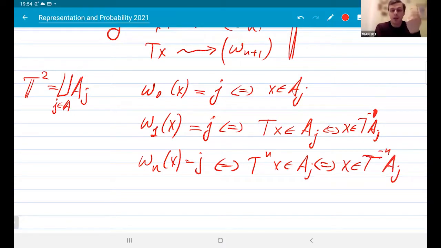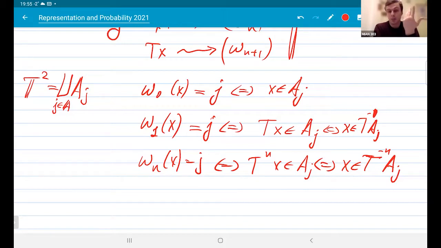So I can look at these trivial equalities in two ways. First approach: you take a point, and at the zero position of your sequence you write the number of the A_j in which you are now. Then you go to Tx and write down the number of the A_j where you are placed now, and so on, forward, backward, and that's it.